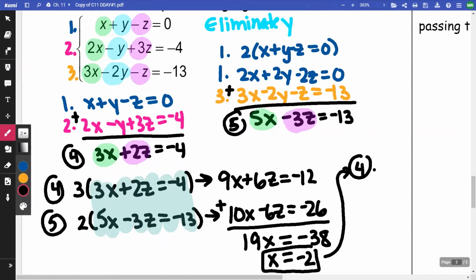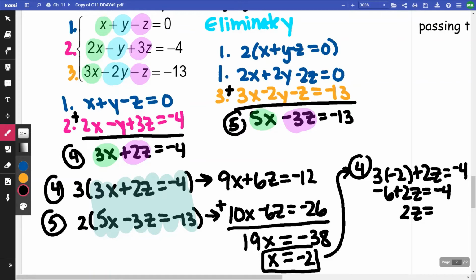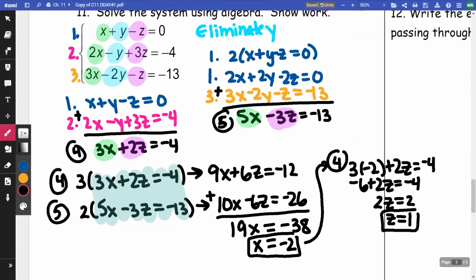And so I'm going to have 3 times negative 2 plus 2z equals negative 4. So negative 6 plus 2z equals negative 4. I'm going to add 6 to both sides. I get a 2. So I get z is equal to 1. At this point, I have found my x and my z.